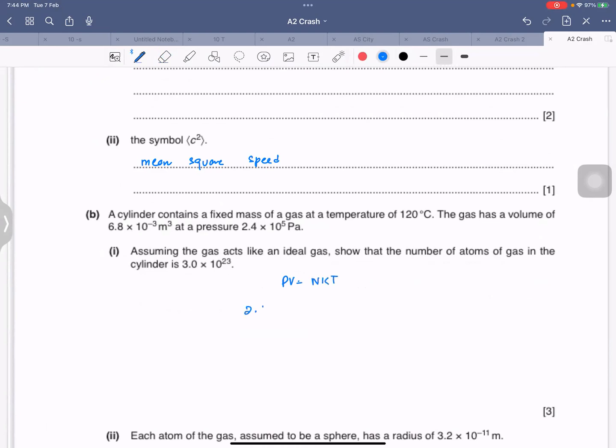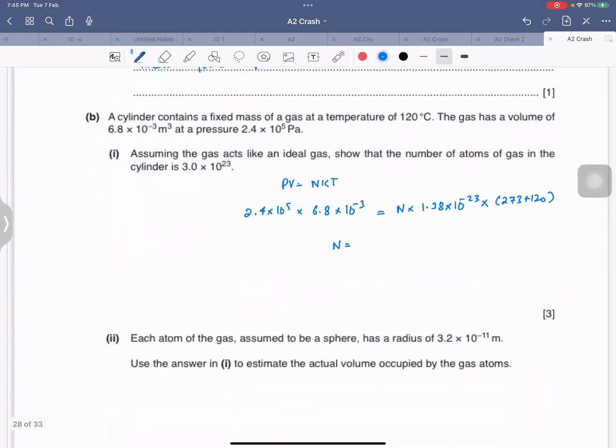Pressure is 2.4 times 10 raised to 5. Volume is 6.8 times 10 raised to minus 3. Thanks to them, they have just given us the SI units. And k is 1.38 times 10 raised to minus 23. And the temperature is 120, so 273 plus 120. Do not forget that. And what you get, I think you should get the same number, right?